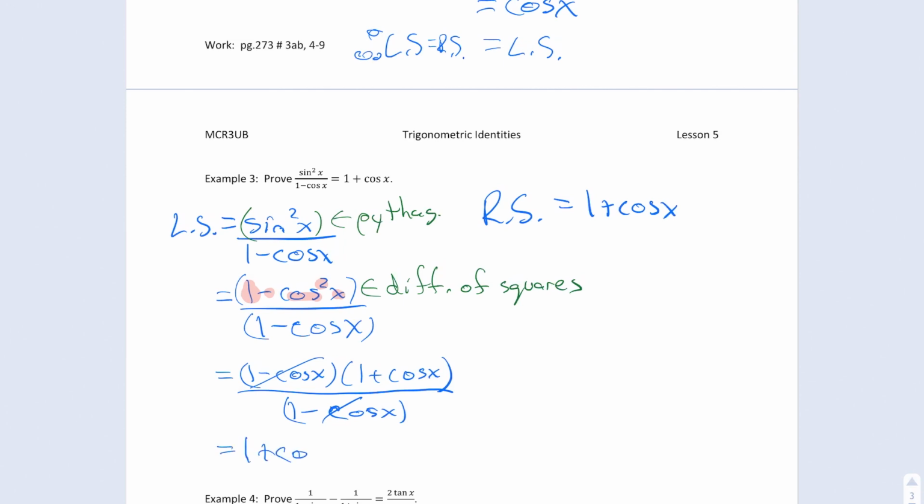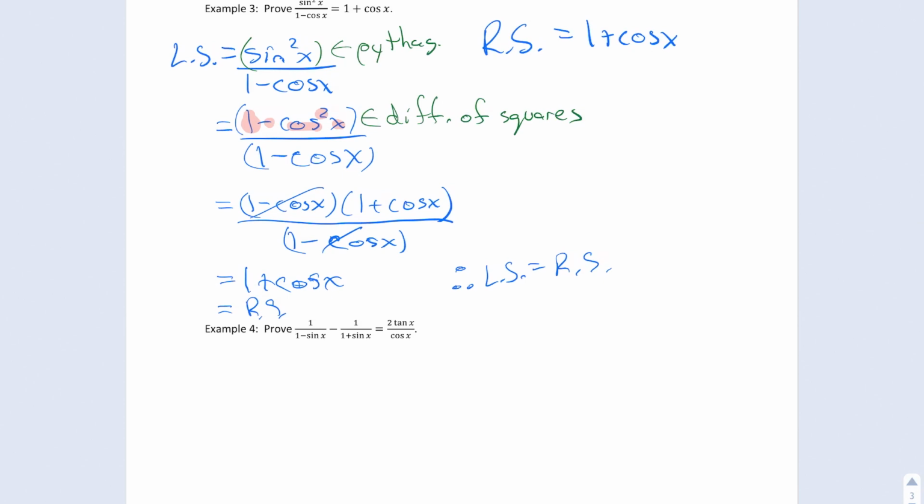So I've got the same thing here and here. So this just becomes 1 plus cos x, which obviously is equal to the right side. So therefore, left side is equal to right side. And we're good. So a bit trickier, but not too bad. Next one definitely gets a bit more complex. But again, you can try it out if you want on your own.